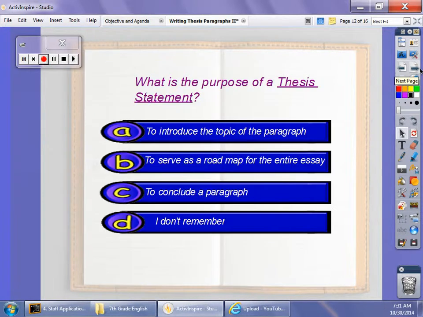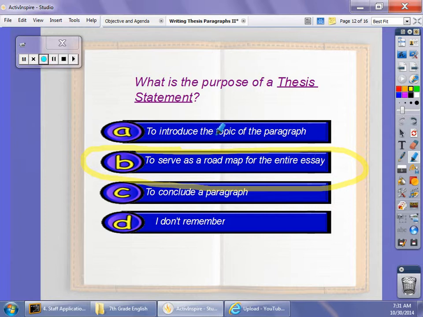Now, what is the purpose of a thesis statement? This goes back to the beginning of the introduction of thesis paragraphs. A, to introduce the topic. B, to serve as a roadmap for the entire essay. C, to conclude a paragraph. Or D, I don't remember. Hopefully you're able to realize that it is B, it serves as a roadmap for the entire essay.